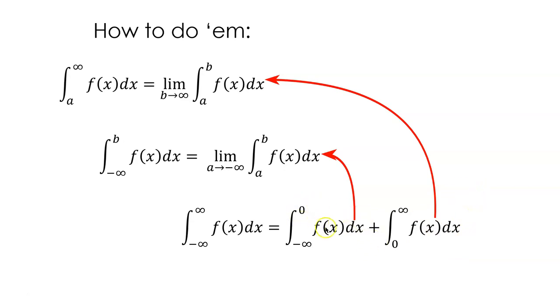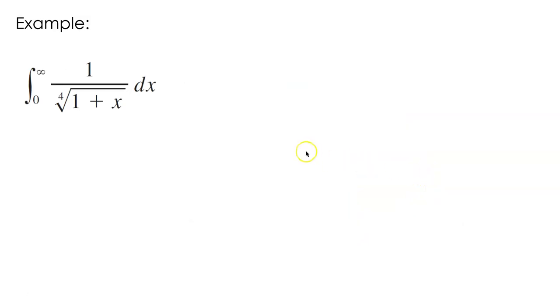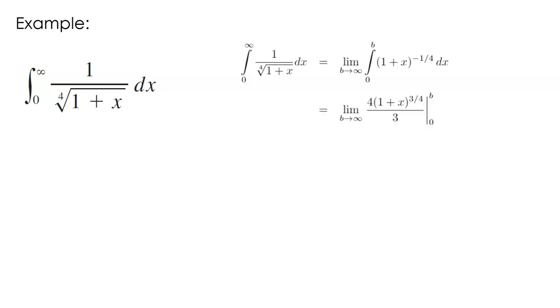Okay. As soon as you get infinity, you're done. So let's look at an example. I have the integral from 0 to infinity of 1 over the fourth root of 1 plus x. The problem point is infinity, so I'm going to say the limit as b goes to infinity of the integral from 0 to b of 1 plus x to the negative 1/4. I'm going to integrate that, so add 1 divided by what I get.